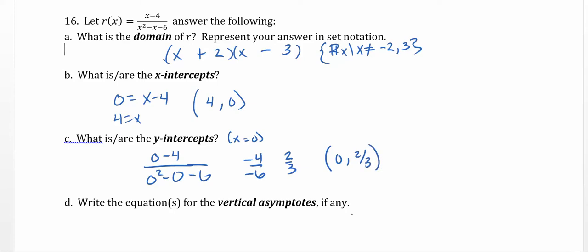Vertical asymptotes, those will be the same as your domain restrictions. So you're going to have them at x equals negative 2 and at x equals 3.